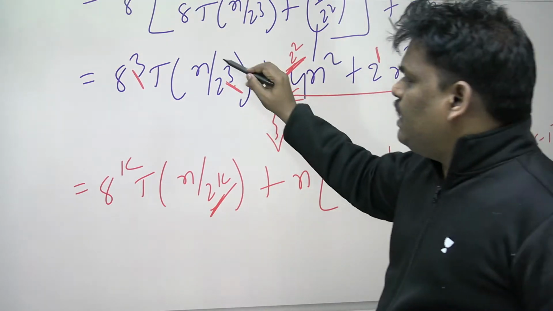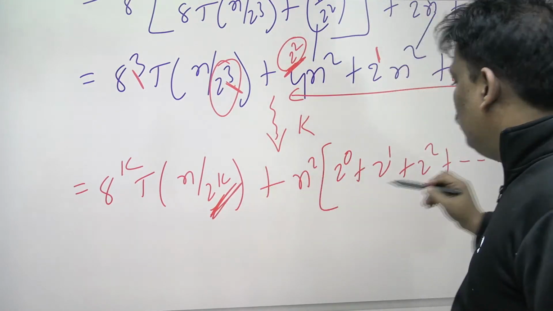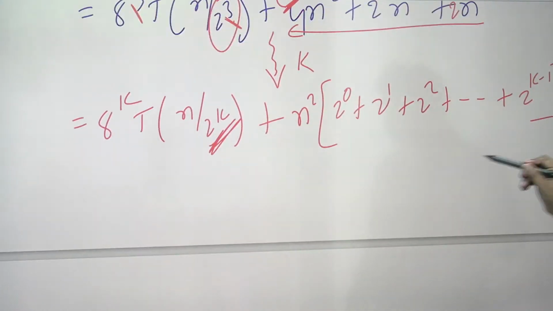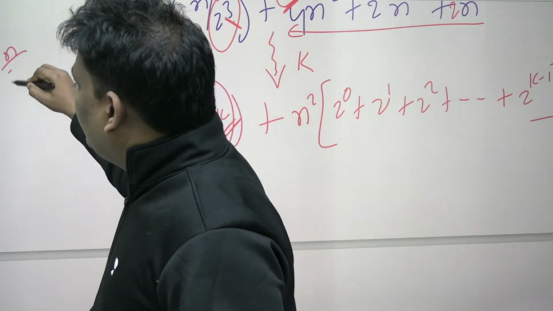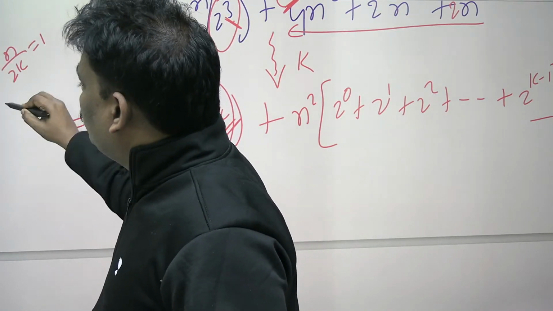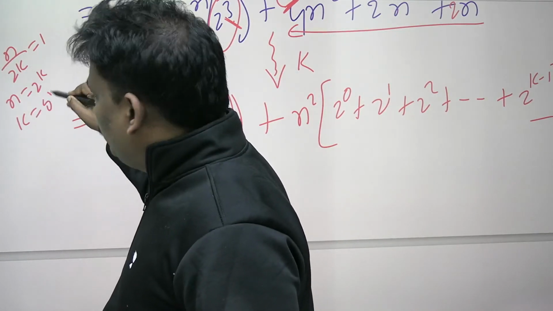If it is 2 cube, it is 2 square. If it is 2 power k, it is 2 power k minus 1. Now, this should be a termination. What is the answer? If you see the termination, n by 2 power k is equal to 1, so n is equal to 2 power k, and k is equal to log n base 2.